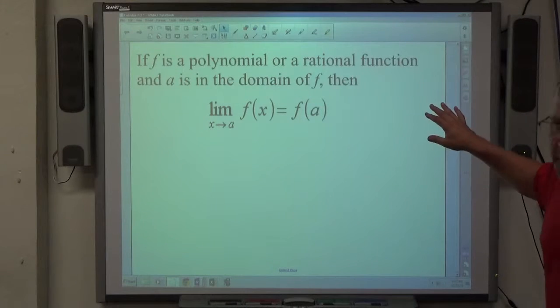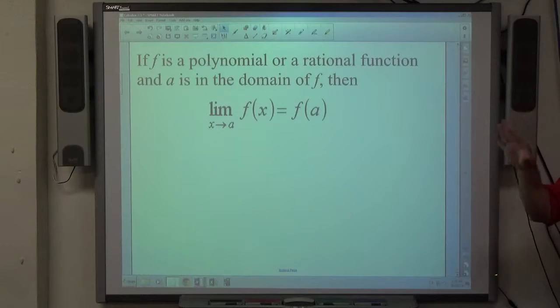Okay, this is the limit law, the one that you're going to use most of all. So you might want to write this down at the bottom of your sheet there. That'll be fine. If you have a polynomial or rational function and a is in the domain of the function, that's the requirement. A lot of times you get a rule that says if some stuff happens, then you can use this rule.